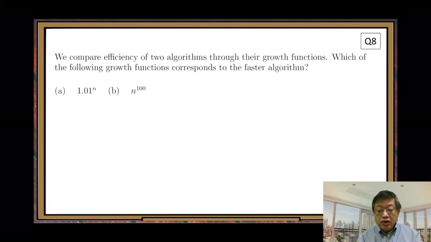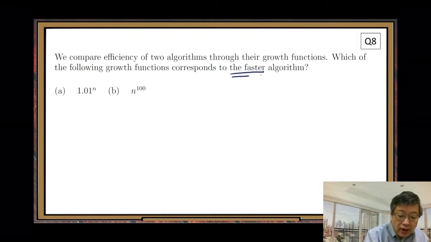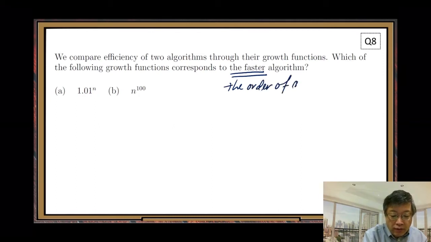Next one. We compare the efficiency of 2 algorithms through their growth functions. Which of the following growth functions corresponds to the faster algorithm? Faster means the order of growth is smaller, right?